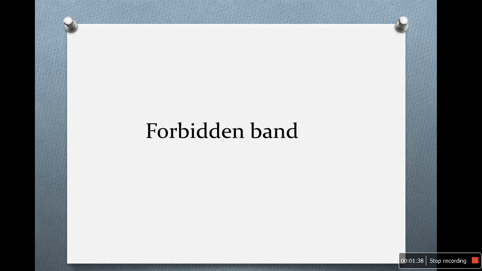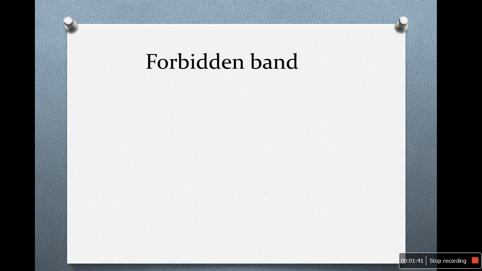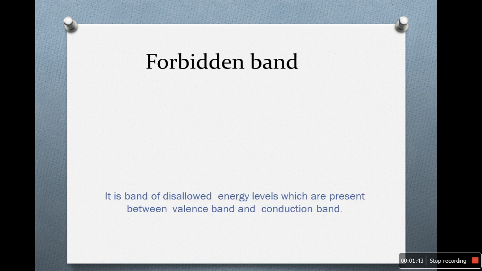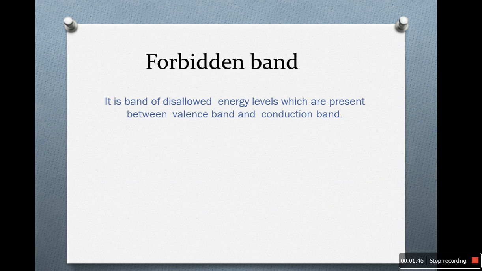The next one is the forbidden band. The forbidden band is the band of disallowed energy levels which are present between the valence band and the conduction band. Here the probability of finding an electron in this band is 0. That means the electron may be present in the valence band or in the conduction band, but in the forbidden band we do not have any electrons. That's why it is also called the band of disallowed energy levels.